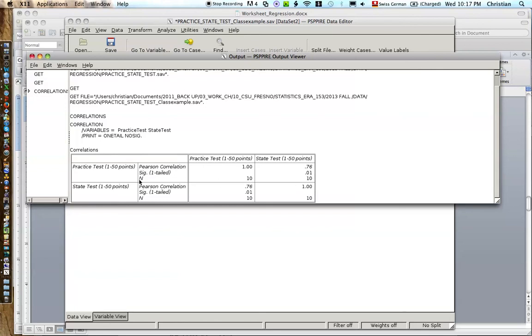Now, if we go further down, you basically get the same information again, but this time you start with the state test: Pearson correlation with practice test, 0.76, significance is 0.01, and the n is 10. So what you want to do is read these three numbers together, and then when we go over here, we read these three numbers together. Always in this cell box, those numbers belong together. And you see that down here we're just repeating this box again. So this is how you do correlations in PSPP.